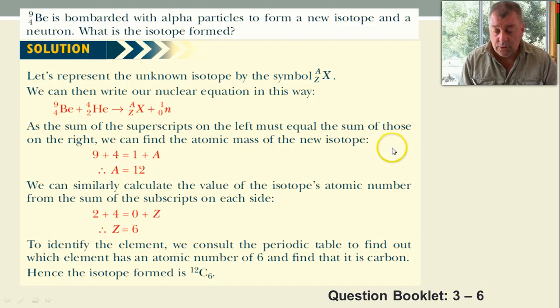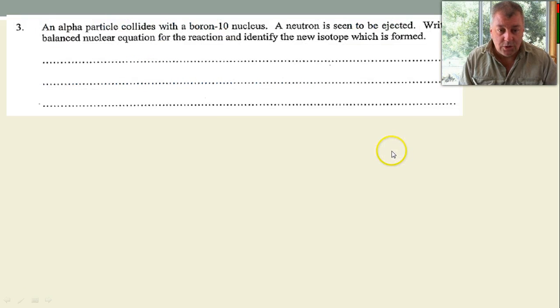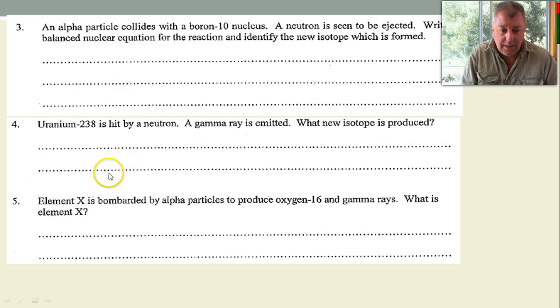And you should be able to do all those questions in your booklet now. Fantastic. And question 3, is there any tricks? This one is a word one. You just got to read it carefully and identify which side goes with which. You should be able to do that one okay. Uranium is hit by a neutron. Remember the symbol for neutron. Element X is bombarded. Now X means that we don't know what it is. So you're given enough information to work out what element X is. And this unknown in this case is going to be on the left hand side of your equation. That's the only trick to that one.